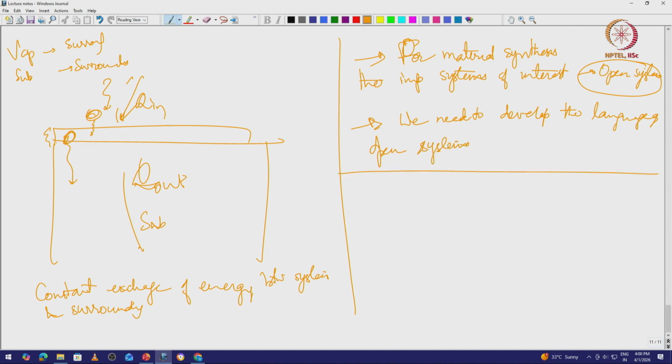Okay, good. Now, that is system and surrounding, the first thing that comes to your mind when we speak about thermodynamics. What else?